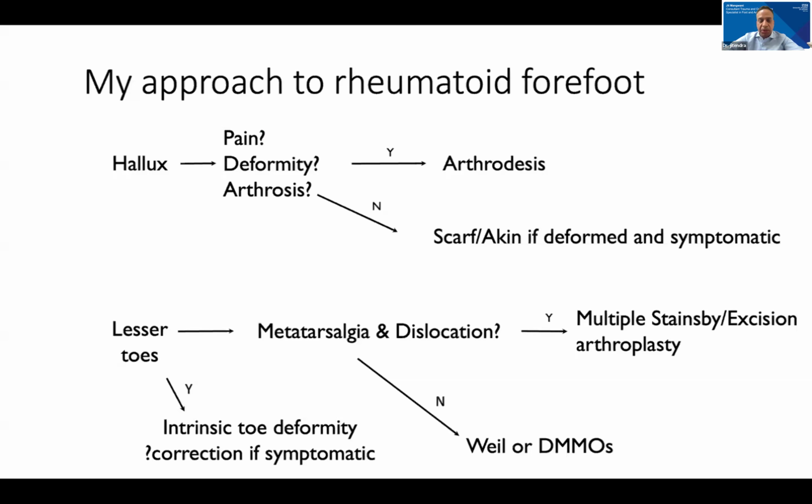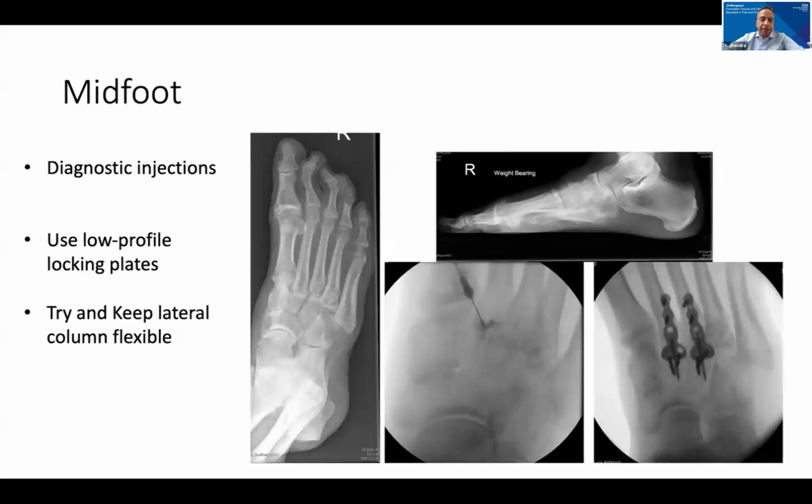Lesser toes, we will hear from Hisham in a minute, and he'll talk about metatarsalgia. But I think the key here is that if there is intrinsic toe deformity in the lesser toes, you need to do something about it. Weil's or DMMOs, whatever works in your hands, and multiple joints tackled in the same sitting rather than doing piecemeal operations. Midfoot, I find that you have to localize where the pain is coming from.